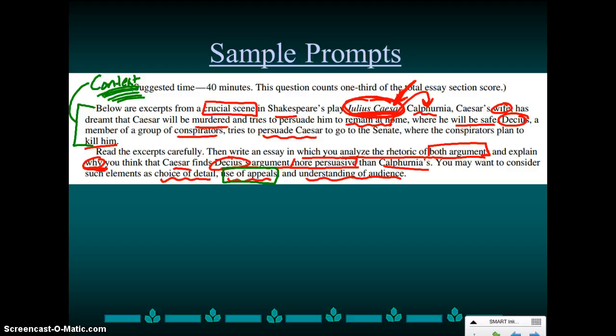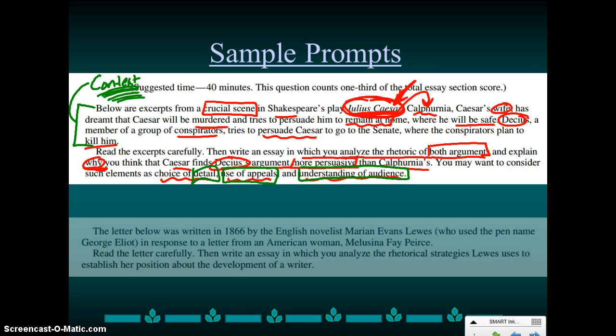That's right there. And then understanding of audience, Ms. Hain has just spent the last 10 minutes telling you that this type of stuff is important. And you know what detail is. So this is a completely typical prompt that you would see, and you are more than capable of completing this type of essay.